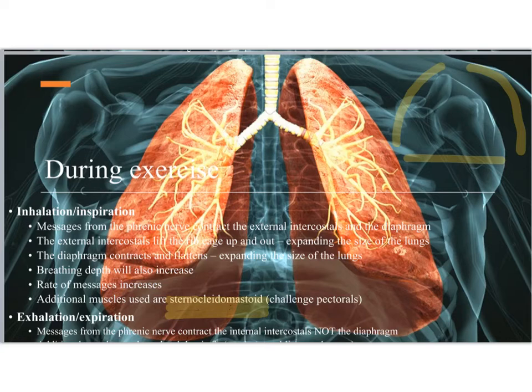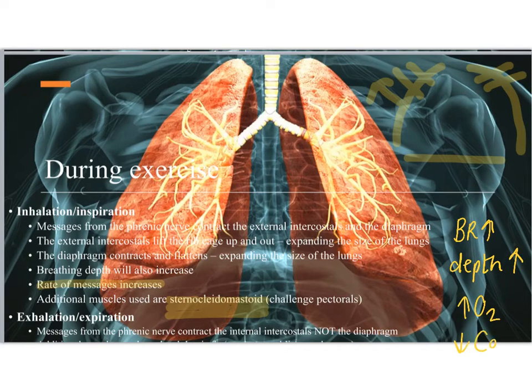So we do use additional muscles in this case, and we use the sternocleidomastoid, and these help to lift the rib cage out further and faster, because that's really important. The rate of the message from the medulla oblongata has now increased because we need to breathe faster. Our breathing rate must increase when we're exercising, and so must the depth of breathing as well. So we can essentially increase the amount of oxygen that we take in and decrease CO2 in our blood, as in exhaling.